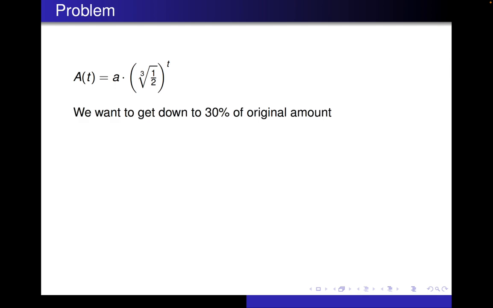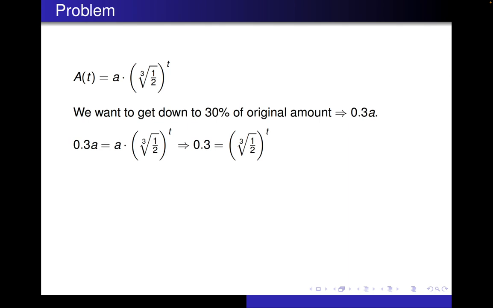We want to get down to 30% of the original amount. So what is 30% of the original amount? Well, remember, the original amount is little a, so 30% of that is going to be 0.3 times a. So we have 0.3 times a. We want that to equal A of t, which is a times cube root of 1/2 to the t power. And now we're going to solve for t. And notice once again we have a factor of a on both sides of that equation. So if we divide by a on both sides, the a's disappear. So we get 0.3 equals the cube root of 1/2 to the t power.